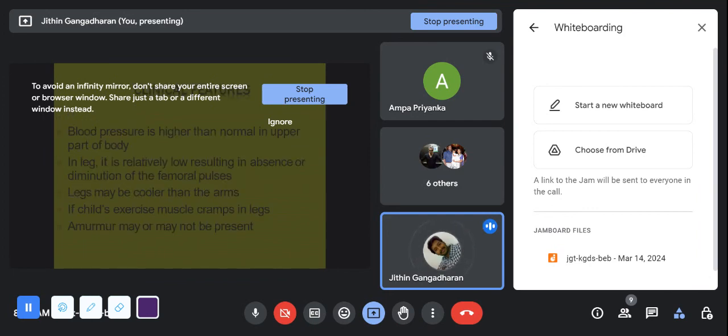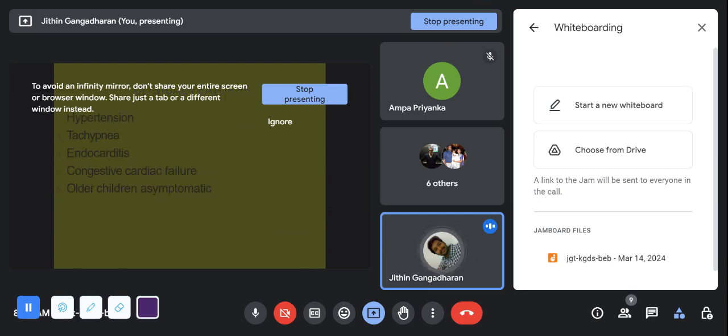Then your legs will be cooler than the arms. When the circulation is diminished, what happens? Muscle cramps, all those things happen. Hypertension, tachycardia, endocarditis, all those things happen. Simply taking a chest X-ray, we can understand whether there is a cardiac malformation or not. Echo, Doppler, cardiac catheterizations, like complications.